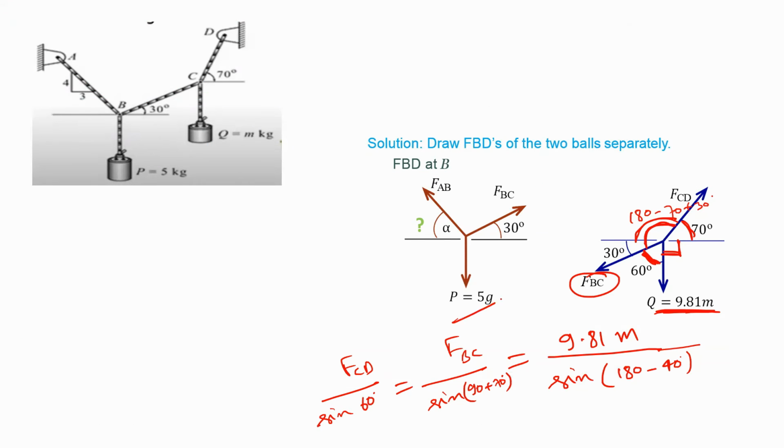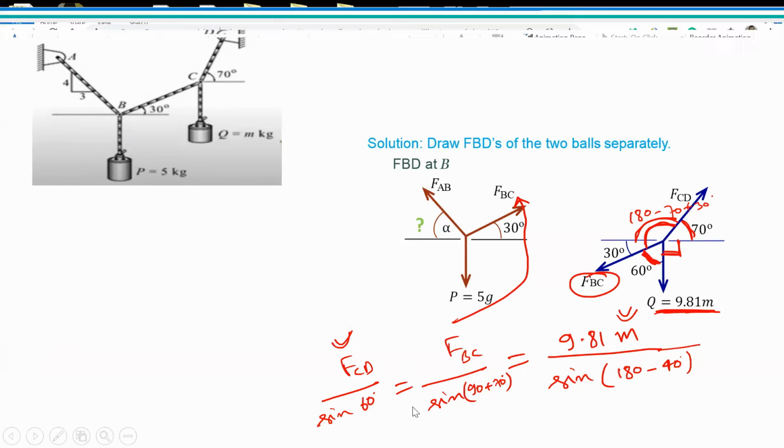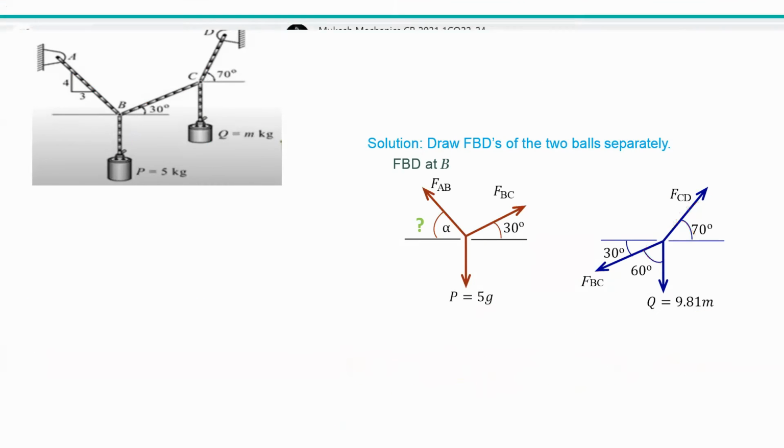FBC we have already calculated from this FBD. So you have two unknowns in this equation. One is FCD and another one is M. So you can find out these two unknowns from this equation. Good.